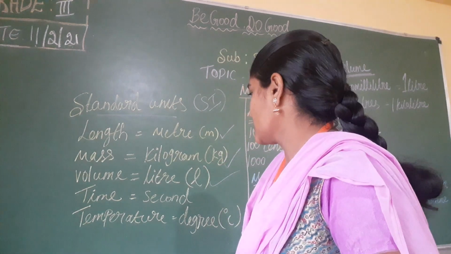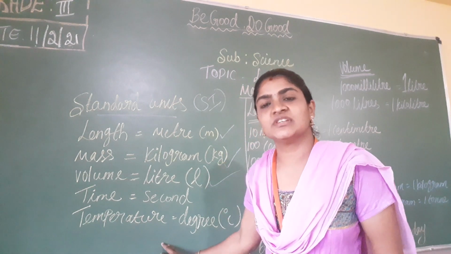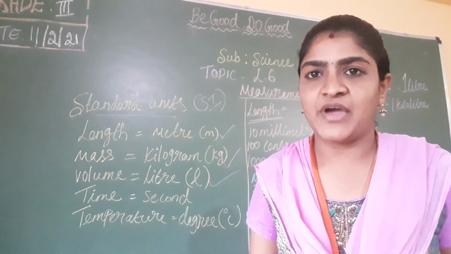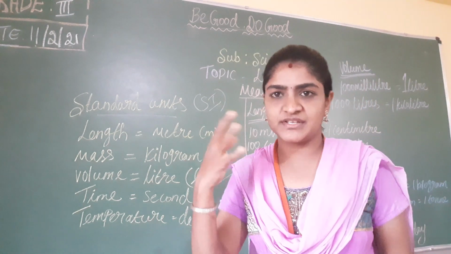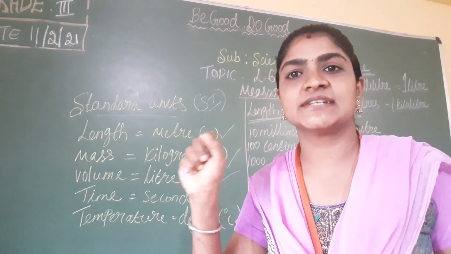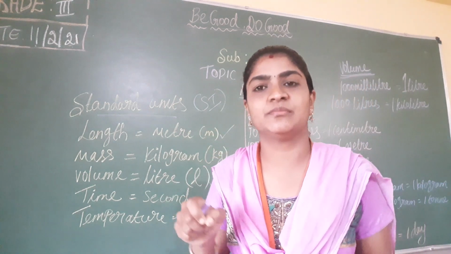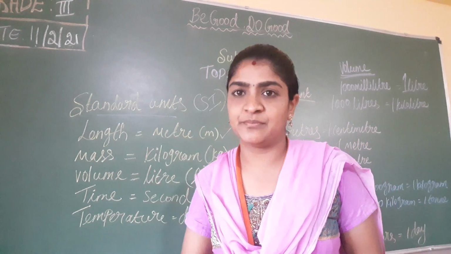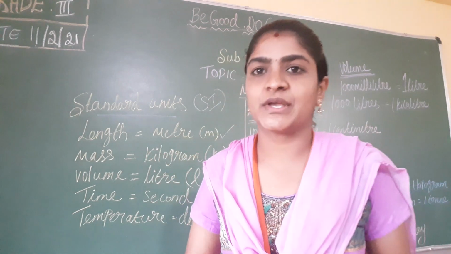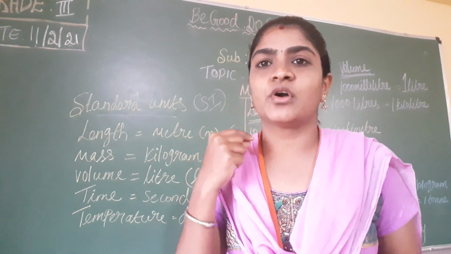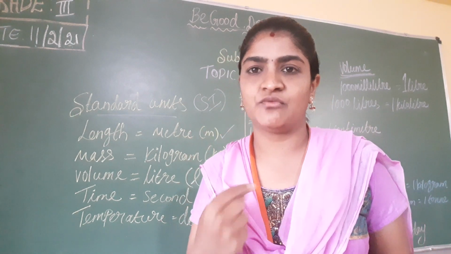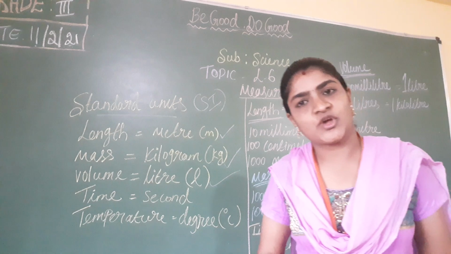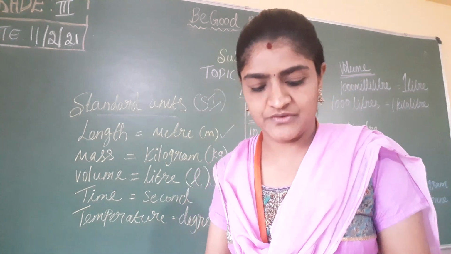Next we are going to see temperature. Temperature we can measure in degree Celsius or degree Fahrenheit. Whenever water is boiling, we can assume that it is 100 degree Celsius. We can measure temperature with the help of a thermometer. Whenever you have a fever, the doctor checks your body temperature with the help of a thermometer, and based on that we can identify how much body temperature we have.